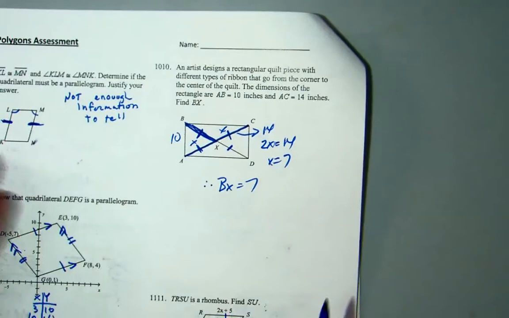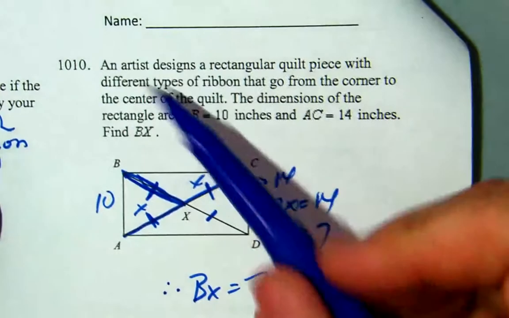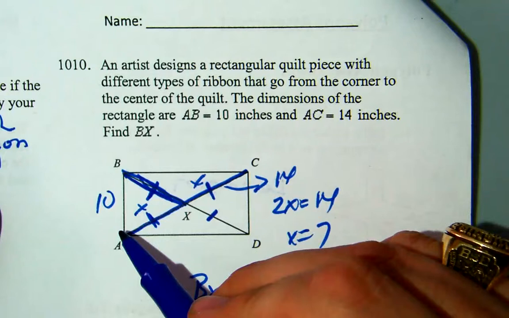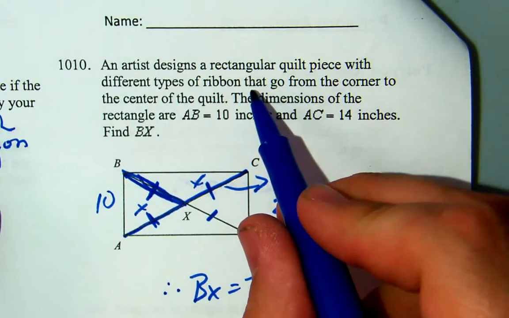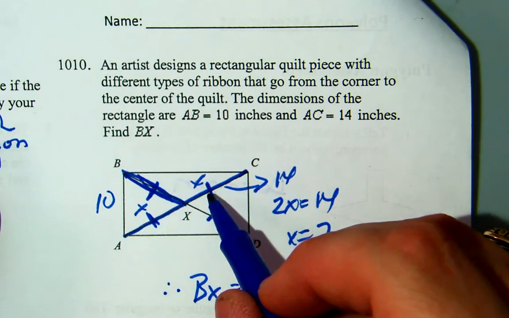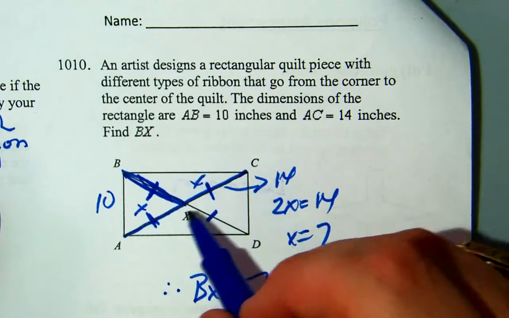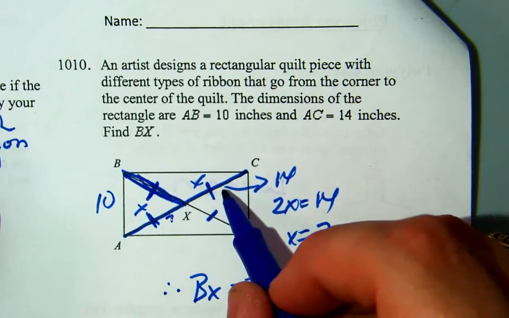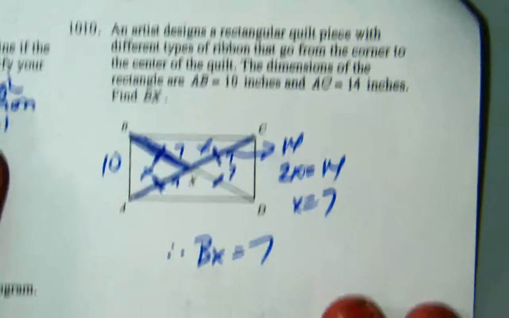Alright, number 10. This is warp speed math. Told that AB was 10. AC was 14. AC is this entire distance. It's a rectangle, so diagonals not only are the same, they bisect each other. So if I know the whole thing's 14, I know half of it is 7 and 7, and that's 7 and that's 7. So BX is equal to 7.